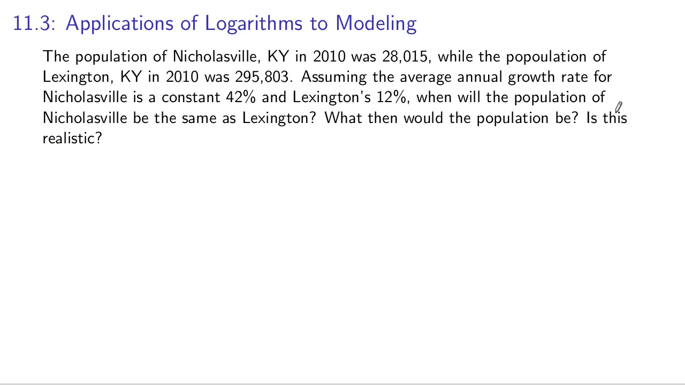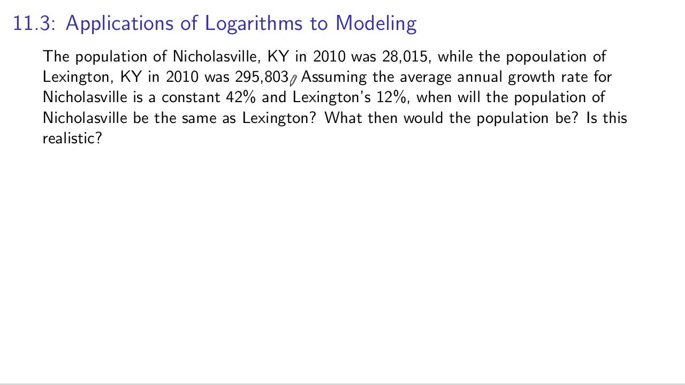The population of Nicholasville, Kentucky in 2010 was 28,015, while the population of Lexington, Kentucky in 2010 was 295,803. Assuming the average annual growth rate for Nicholasville is a constant 42% and Lexington's is 12%, when will the population of Nicholasville be the same as Lexington?